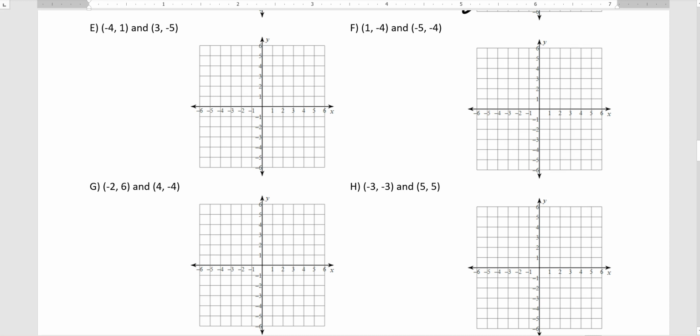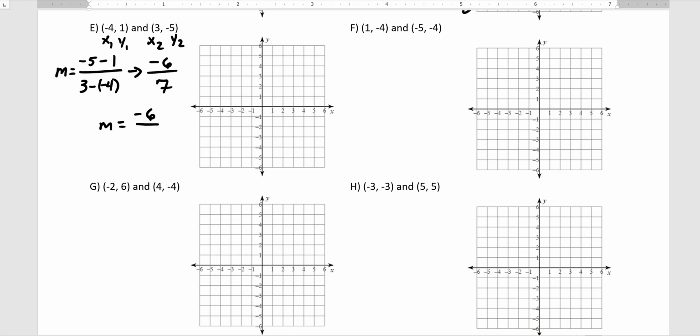All right, let's see how we did here with E and F. So looking at letter E, we have x1, y1, we have x2, and y2. All right, so m equals y2, -5, minus y1, 1, over x2, 3, minus x1, -4. So -5 minus 1 would be -6. 3 minus -4 would become 3 plus 4, which is 7. Did we find m to be -6/7? Let's find out what happens when we graph it.